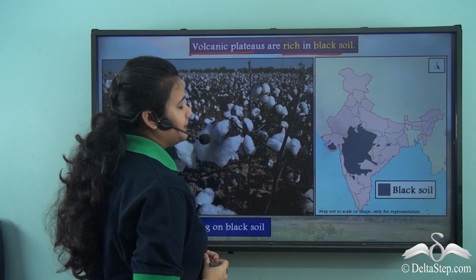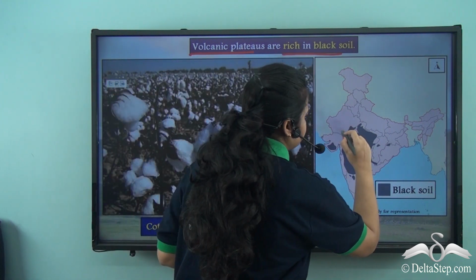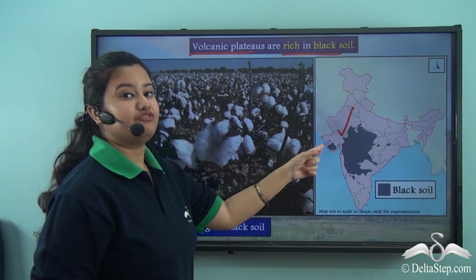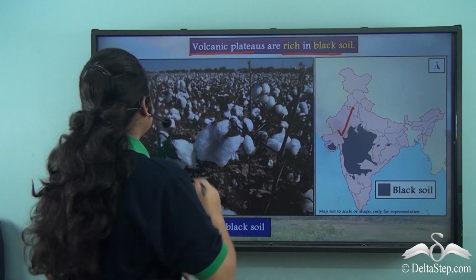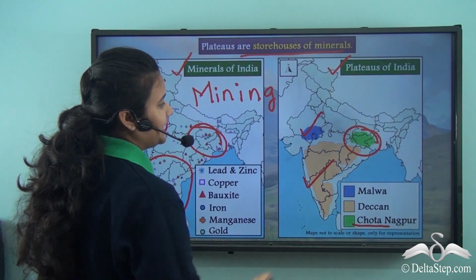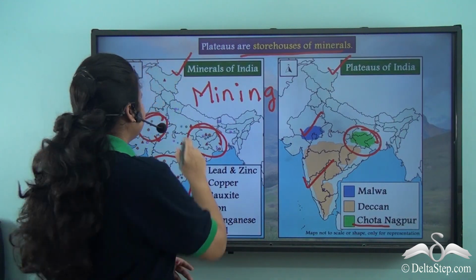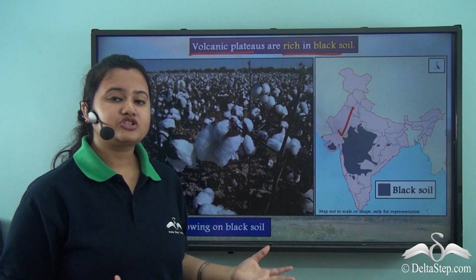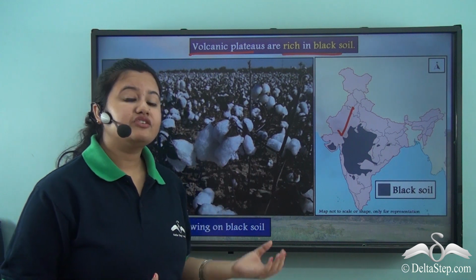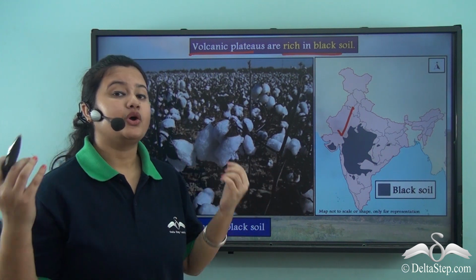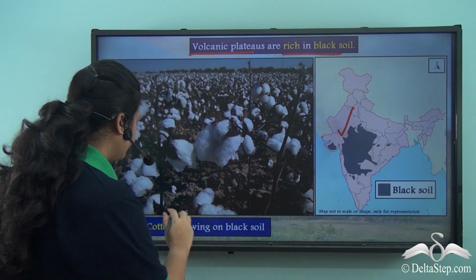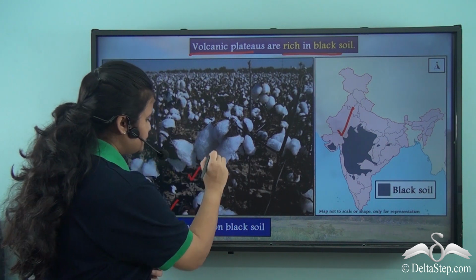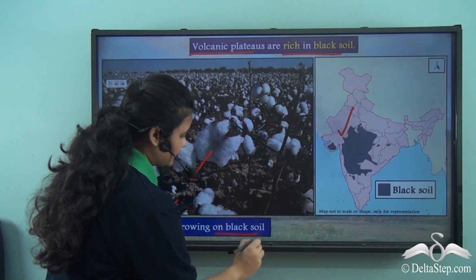Now, look at this map. This map shows the distribution of black soil in India, and this region, if you can remember, coincides with the Deccan Plateau region. Now, being of volcanic origin, black soil is rich in minerals and nutrients and is very suitable for growing cotton. See, this picture shows cultivation of cotton on black soil.